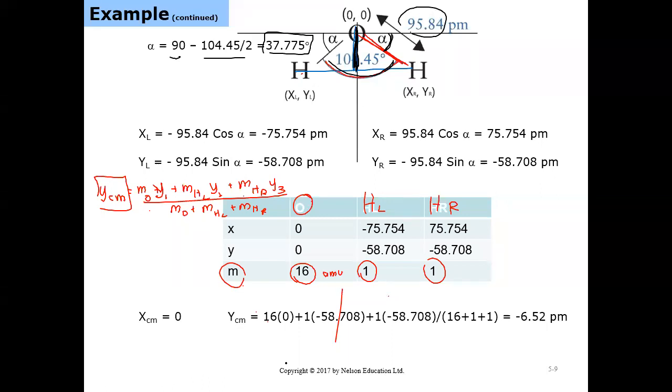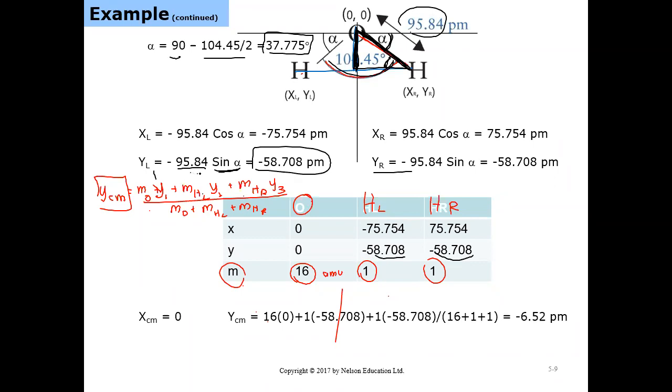Then I can say the YL, also YR, is equal to 95.84 multiplied by sine of alpha. That is trigonometry. So you have this triangle here, and we know this is 95.84, and this angle is again alpha. Therefore, this height will be 95.84 multiplied by sine alpha. So we get the y coordinate of the hydrogen atom, which is minus 58.708 picometer. You put it there. And also the right hydrogen atom will have the same y value.